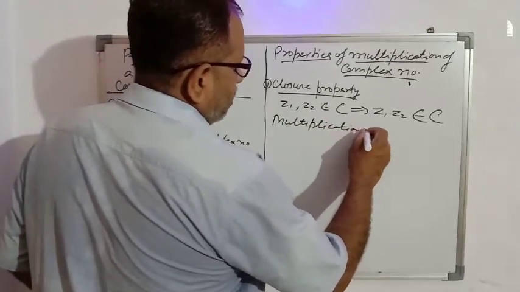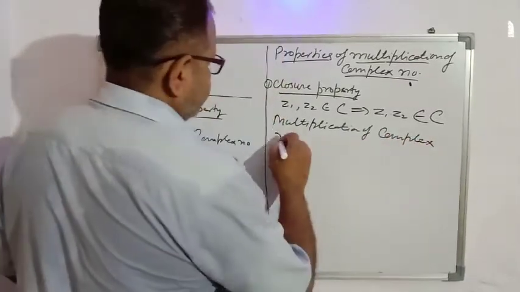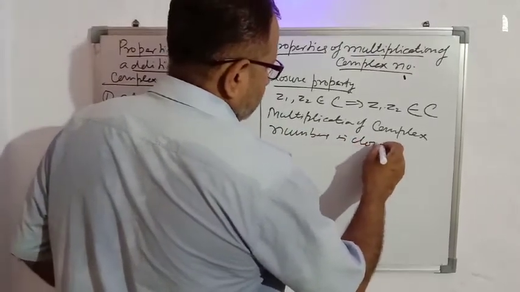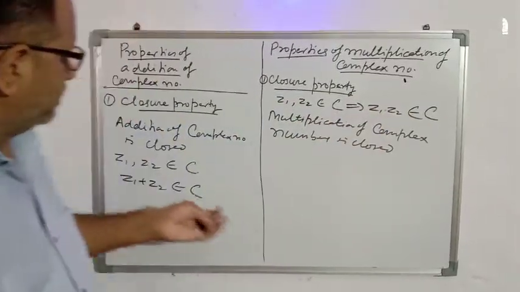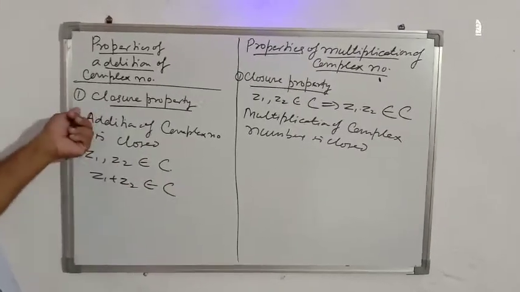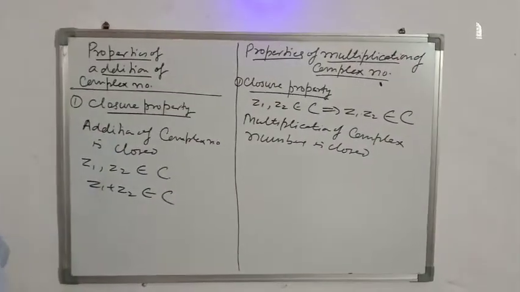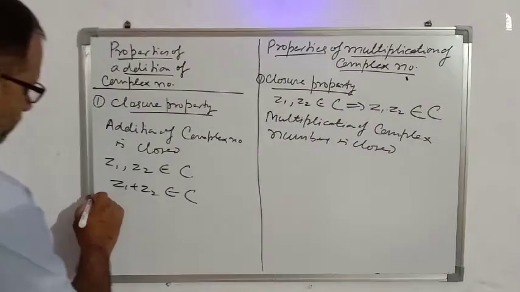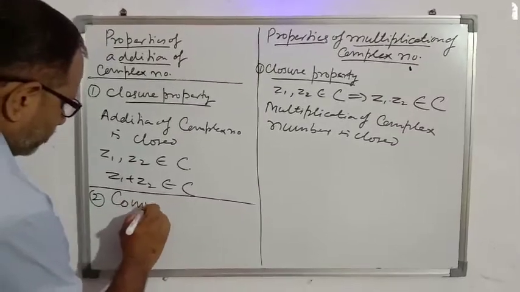Multiplication of complex numbers is closed because product of two complex numbers is again a complex number. Here sum of two complex numbers is again a complex number. So addition of complex numbers is closed and multiplication of complex numbers is also closed. Next property, commutative property.